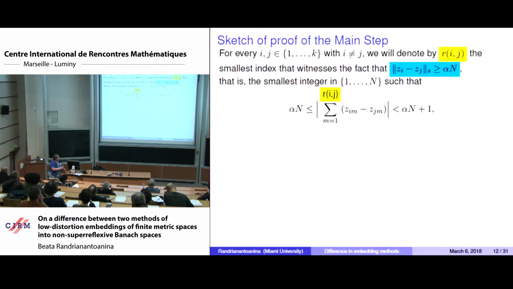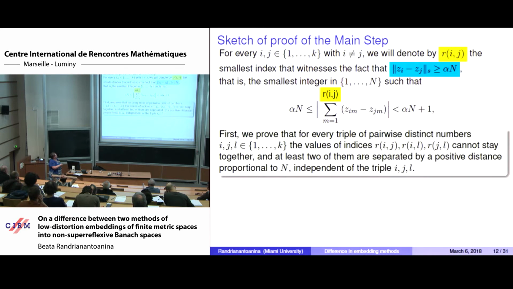All right, so how do we prove this? The way to prove this uses Ramsey's theorem. But let me go quickly over this proof. Sorry, that's not what I meant to do.